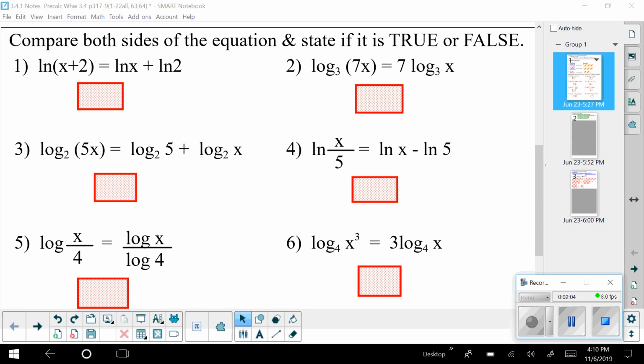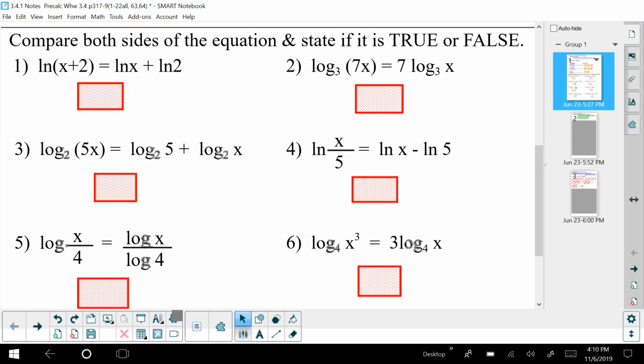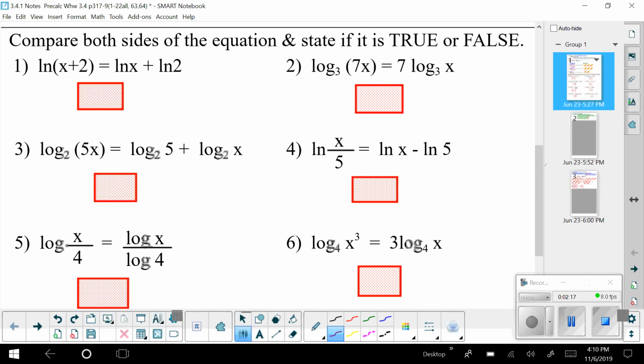Okay, next part, we're going to look at our problems here and decide if the statement is true or false. There's a lot of easy places to mess up on these 3 rules, so I just want to go through them and make sure that we're all comfortable with them as we're doing that. Okay, so the first one says the natural log of the quantity x plus 2 is equal to the natural log of x plus the natural log of 2. Is this answer true or false?